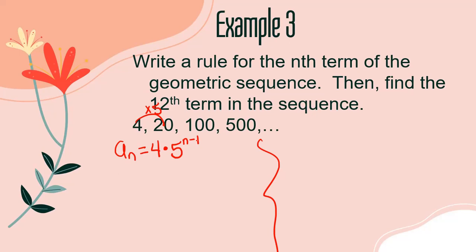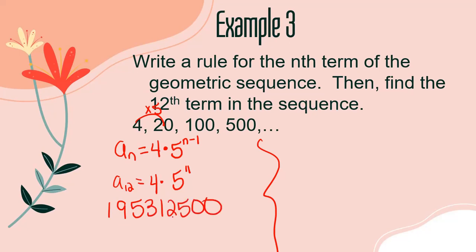So if I plug 12 in, so they want a sub 12, 4 times, well, that would be 5 to the 11th, right? So 4 times 5 to the 11th power. Holy buckets. Can't even tell you how big this number is. 195,312,500. That definitely is the answer. I know, ridiculous, right? But geometric grows really fast.